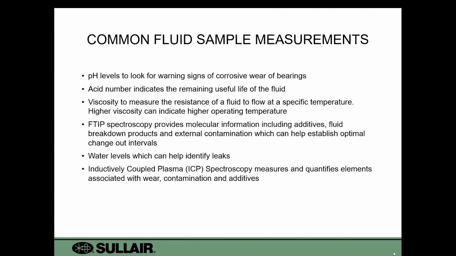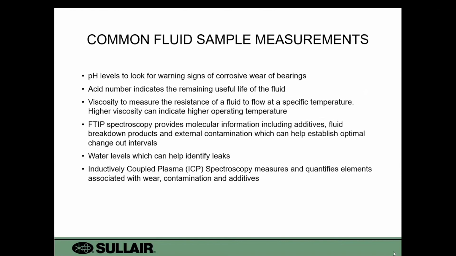Some of the fluid measurements are listed here. Just a note, if you're looking at some companies who may test a synthetic hydrocarbon, they'll test different ranges and different specs than they would if they were testing a polyglycol, like a Sullube, or a hydrotreated hydrocarbon like your SRF products. But for the most part, these are the main identifiers. So pH shows warning signs of corrosion and wear on the bearings. Your TAN, your total acid number or acid number, indicates the remaining useful life of the fluid.